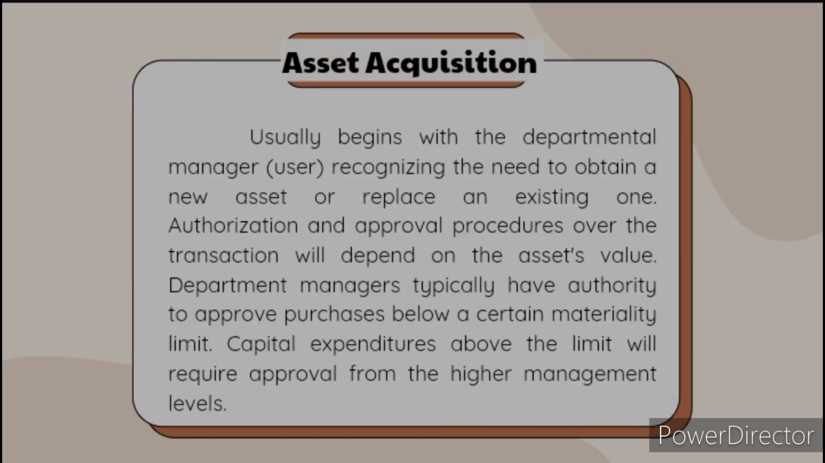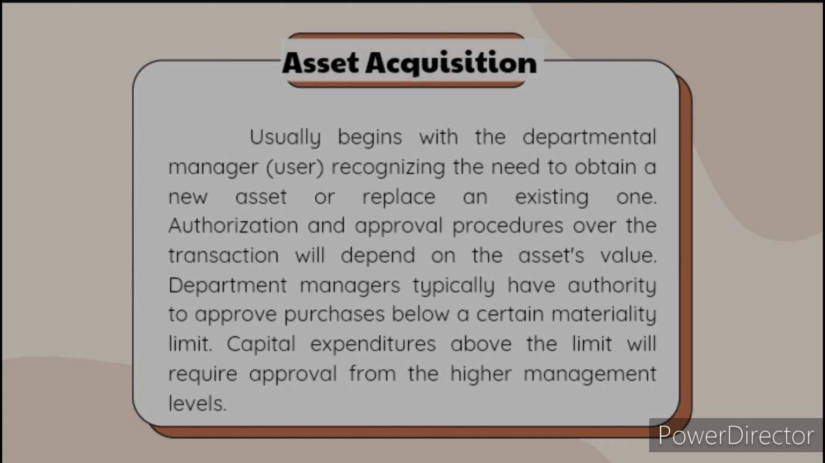Asset acquisition usually begins with the departmental manager or the user recognizing the need to obtain a new asset or replace an existing one. Authorization and approval procedures over the transaction will depend on the asset's value. Department managers typically have authority to approve purchases below a certain materiality limit. Capital expenditures above the limit will require approval from the higher management levels.